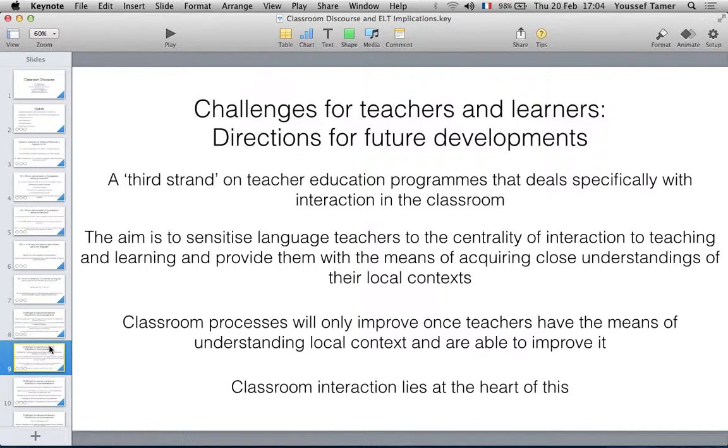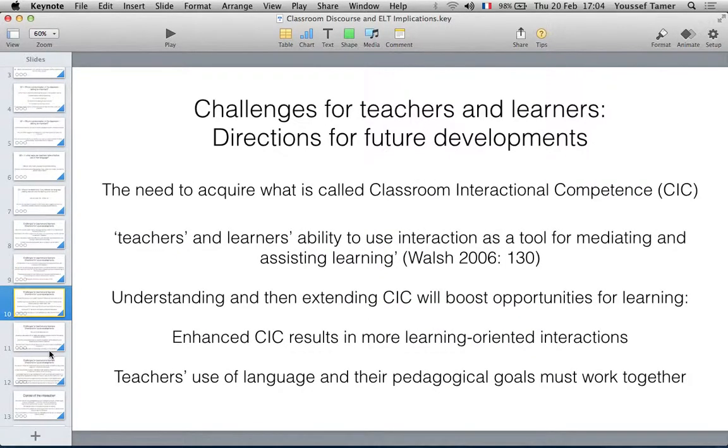Therefore, this author suggests a kind of third strand, because usually what happens in teacher education programs is that they focus on methodologies and techniques, but they forget about this aspect of classroom discourse and don't handle it as they should. So he proposes a focus on introducing the features of classroom discourse, and of course how to allow teachers to better use their classroom discourse for achieving their pedagogical goals. So this was the first point.